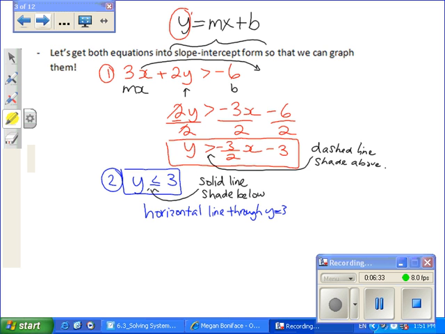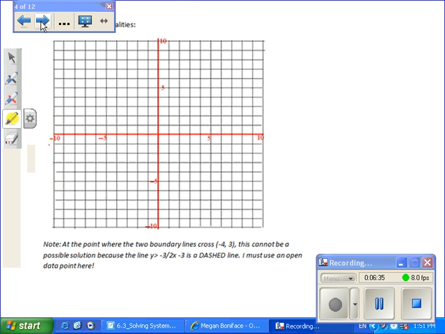You've got some graph paper on your next page. I'm going to graph my 2 boundary lines. So here's my first boundary line. The first inequality that I'm going to graph is y is greater than negative 3 over 2x minus 3. I'm going to start at negative 3 because that's my b value. So we're right down here at 1, 2, 3. That's where I start this graph.